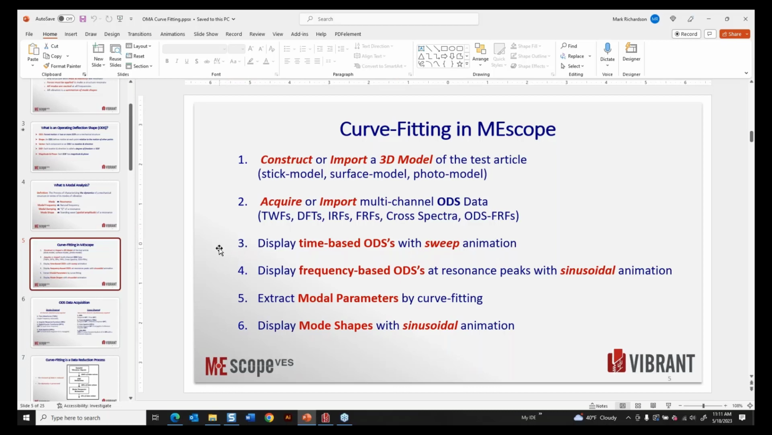Animation in MEscope is probably its strongest feature. It allows us to visualize vibration either by animating time-based ODSs or frequency-based ODSs. So time-based, we sweep through the TWFs, and frequency-based, we can put the cursor on resonance peaks or any frequency and use sinusoidal animation to modulate the shape, whether it be an ODS or a mode shape. Then we get into curve fitting and we extract modal parameters by curve fitting the ODS data. Finally, we display mode shapes with sinusoidal animation again.